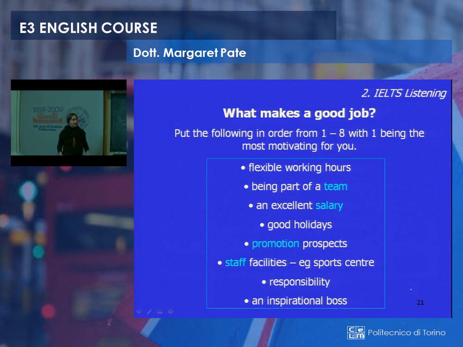Okay, just to start us thinking about what we're going to listen to, I want to orientate your minds a little bit to some vocabulary. On your own, individually, think about what for you is the most motivating thing for a job. All right? So put these 8 points in order. 1 is the most motivating for me personally, and 8 is the least motivating for me personally. Okay, 1 minute of silence. Think on your own and write your answers.